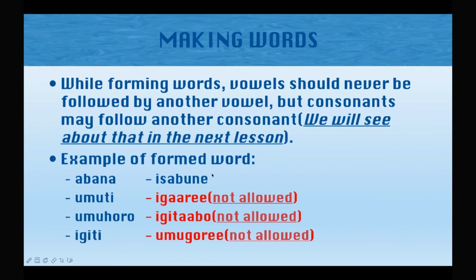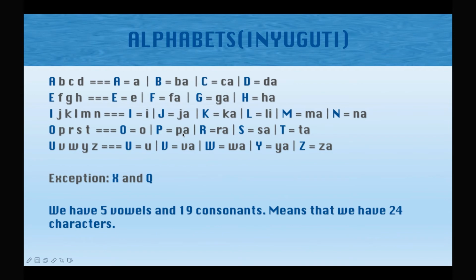So let's take a look again at these alphabets. You can try again and try to pronounce them. A, va, cha, da, e, fa, ga, ha, I, ja, karimana, o, parasata, u, va, wa, ya, za. That's the Kinyarwanda alphabet. You can keep repeating them, trying, because you should be able to speak it very fluently in a short time. So let's be back here.